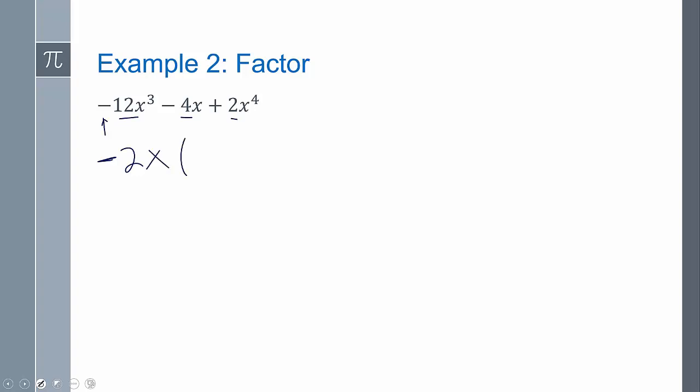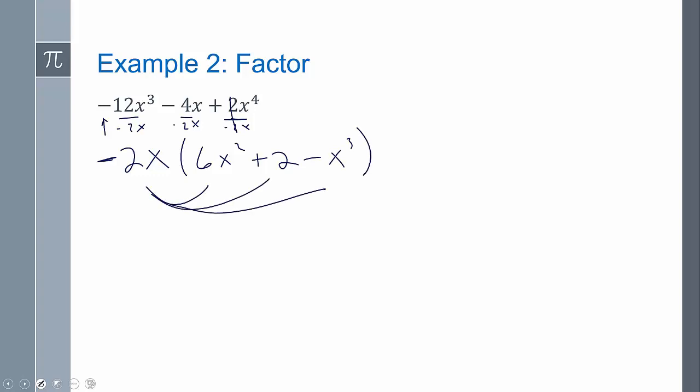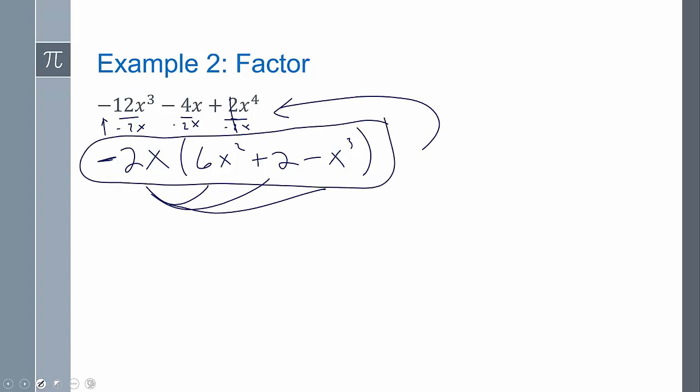So if I factored out that minus 2x, it's almost as if you're dividing every single term by that minus 2x, and then you can write whatever you get left in there. So negative 12 over negative 2 is 6. X cubed over x is x squared. This is going to be plus 2. And then here minus the 2's, and I get x to the third. Now you can check yourself, because if you multiply this back through, you should get that original statement. But this right here is the greatest common factor.